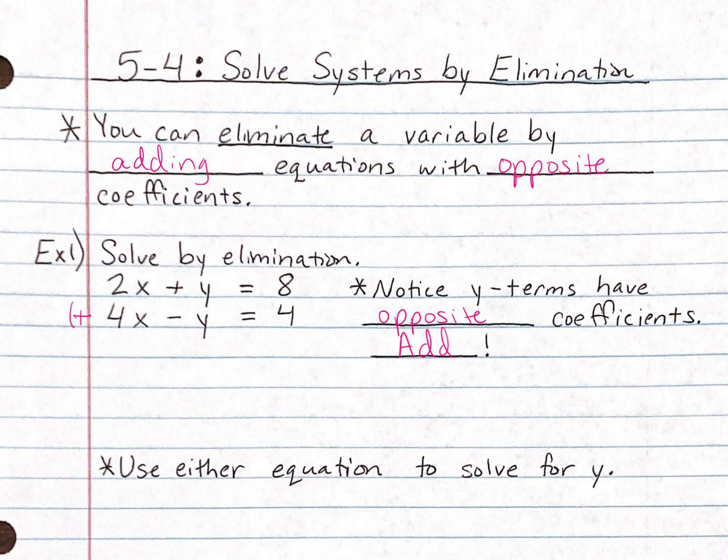So we'll add them together. Notice that y plus negative y will eliminate. We get 6x equal 12. And now we just have a tiny little one-step equation that we're going to solve by dividing both sides by 6. We find that x is equal to 2.